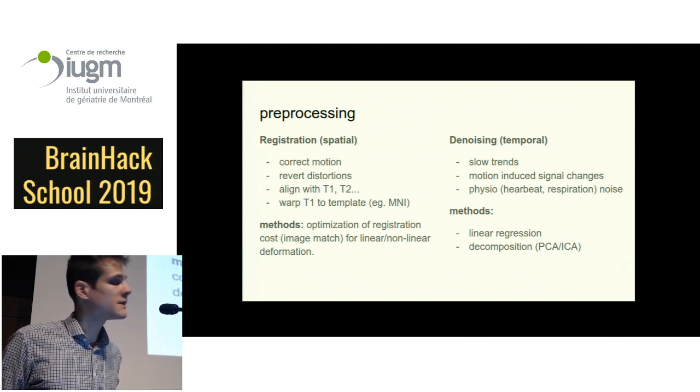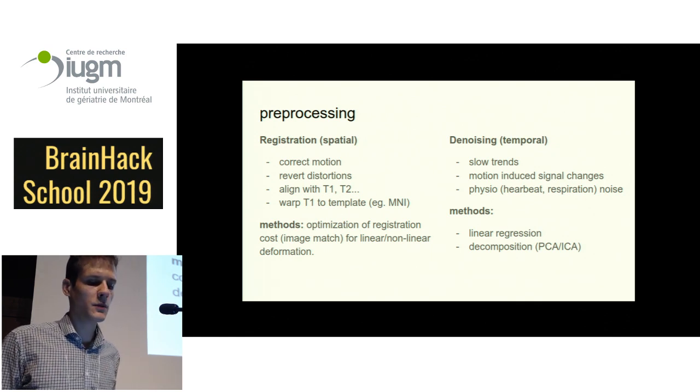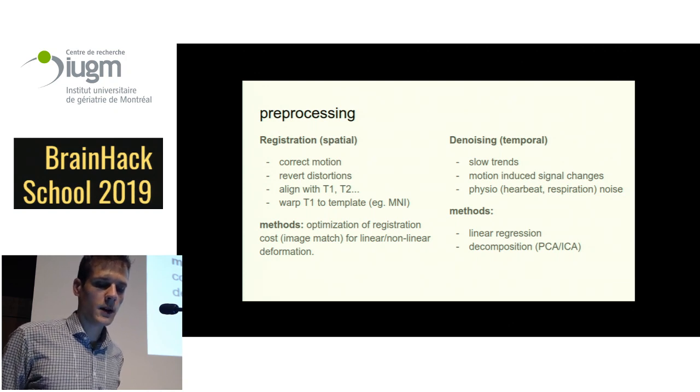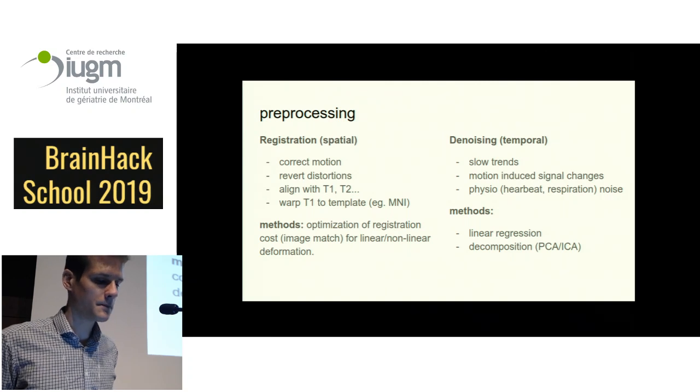Reverting the distortion we saw before, just to better align. We don't recover the lost signal, but we better align what has been distorted with a non-distorted image, and also aligning between modalities. So usually we have a T1 anatomical image, which is the high resolution and almost undistorted one. And sometimes we also want to align with a template such as the MNI, to allow group analysis.